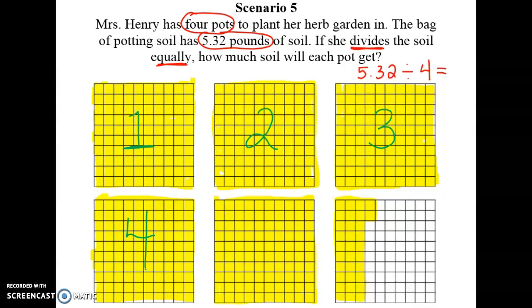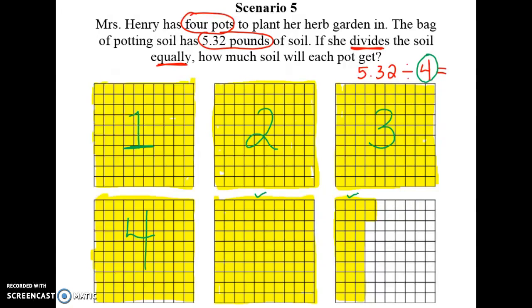Now remember, this number right here tells me how many groups I'm going to have. So even though I have another whole box, I'm not going to put a 5 in it because I only have 4 pots that I'm planting. I don't have 5. My problem doesn't say that. Now, let's look and see what we have left. How many tenths are in this box right here? 10 tenths. And how many tenths are in this box right here? 3. So 10 plus 3 is 13. Can I divide that by 4? Yes. Not evenly, but I can.